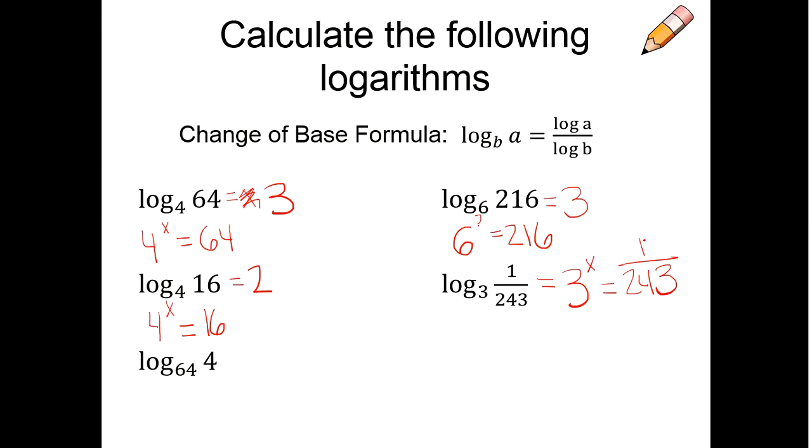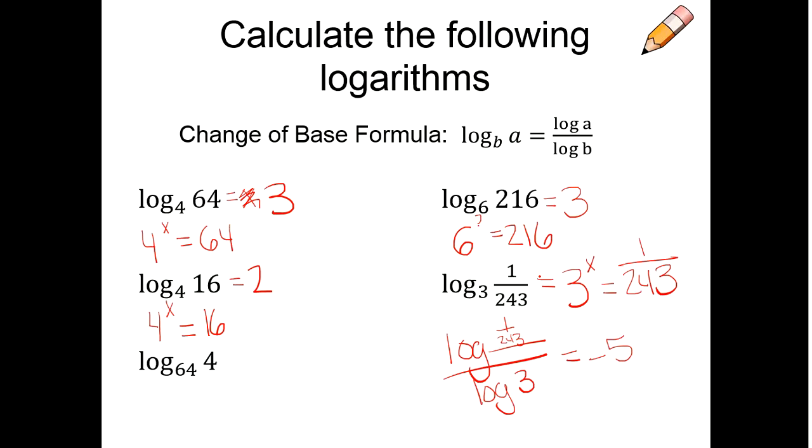So ultimately, guys, what I'm going to do to find my value is set it up as log of 1 divided by 243, divided by log of 3. So log of 1 divided by 243 divided by log of 3. And you should get -5, right?